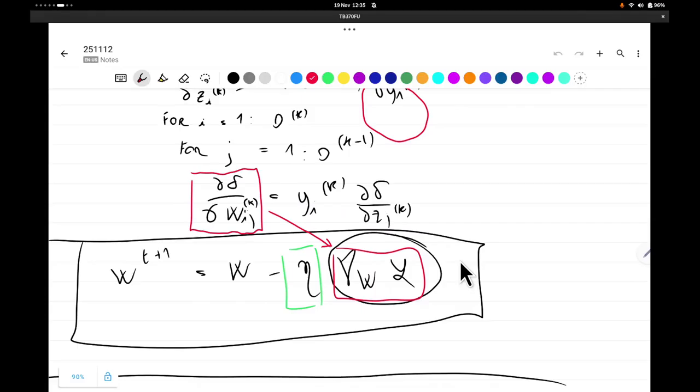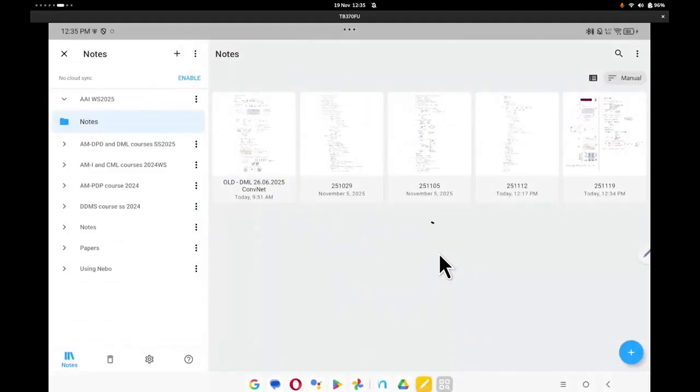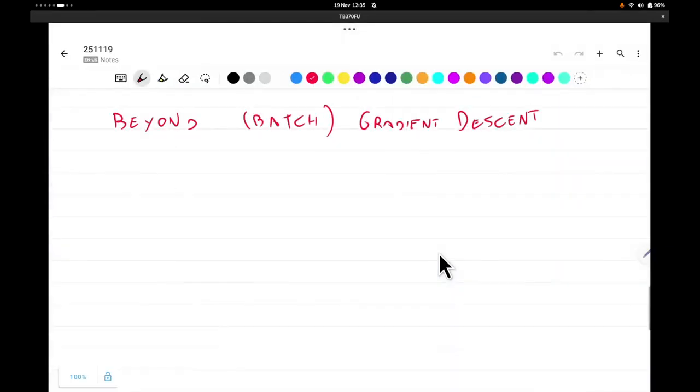So the loss function is defined by all the training data points, and we calculate the gradient to the weights as a reaction to this function of all the training points. So this would be called batch gradient descent, in which we go over all the data points.